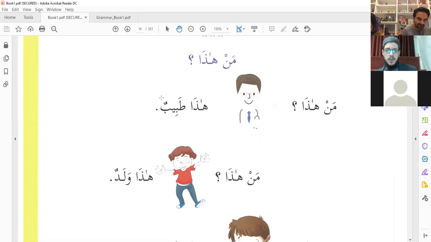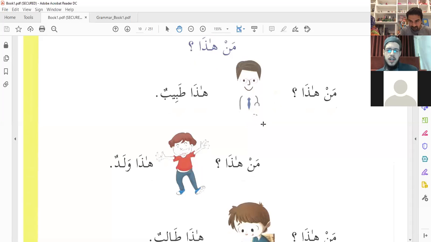For those of you who recall, the fact that it is tanween, not simply dhamma but two dhammas, indicates that it is indefinite, meaning a doctor among many doctors. But we'll talk more about that later once we get into alif lam ta'rif.